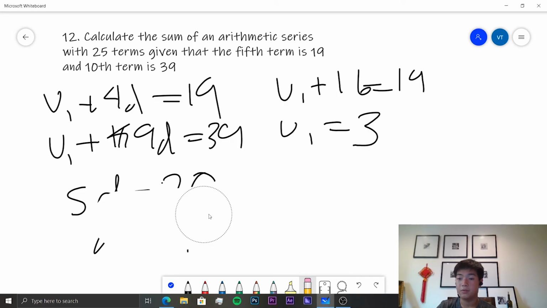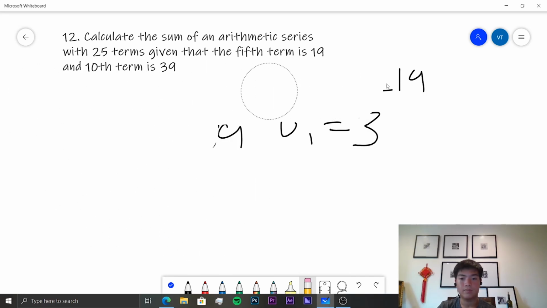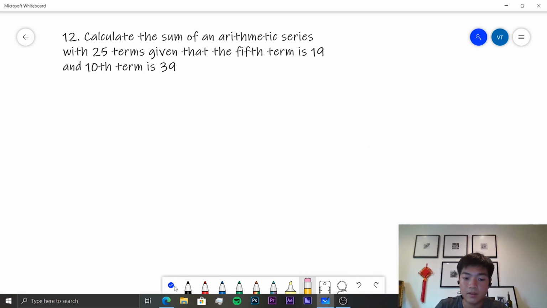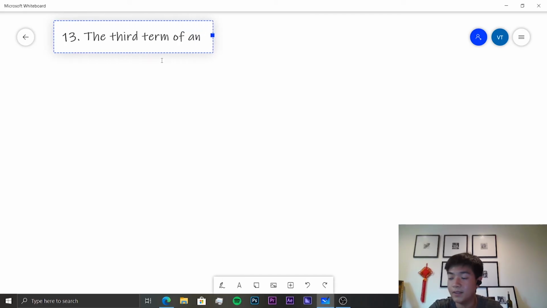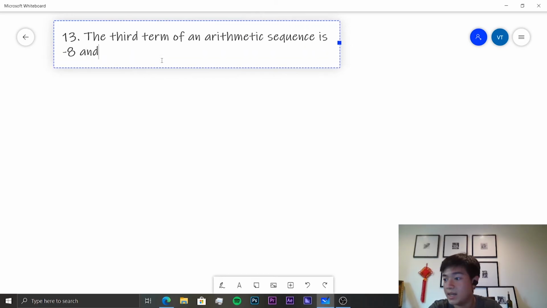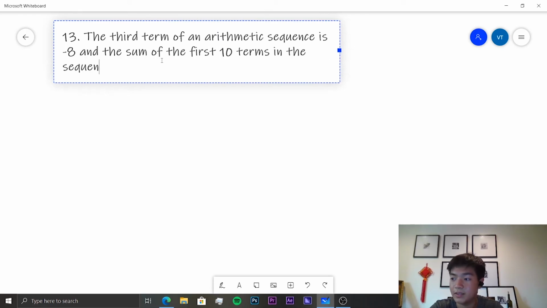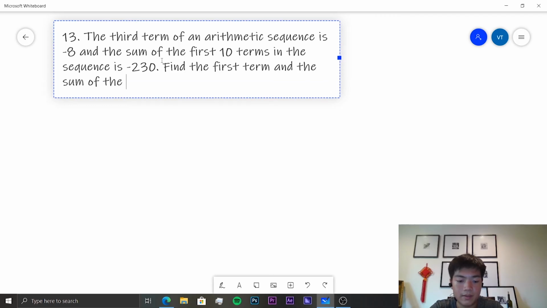The third term of an arithmetic sequence is negative 8, and the sum of the first 10 terms in this sequence is negative 230. Find the first term and the sum of the first 13 terms. Okay.